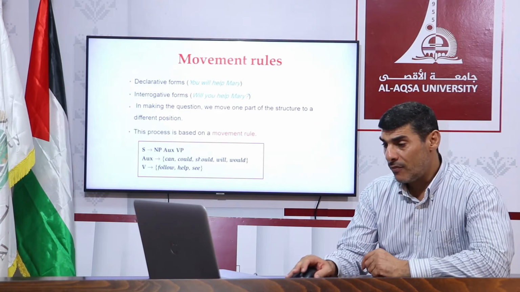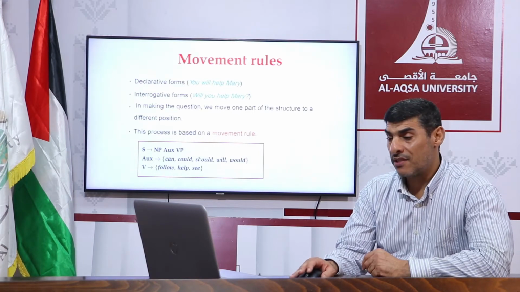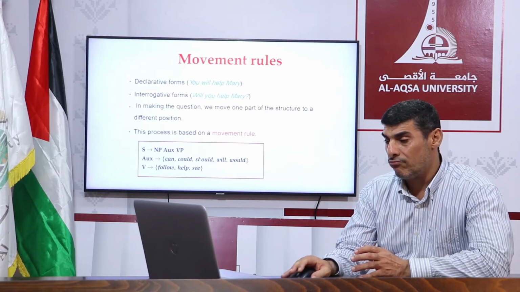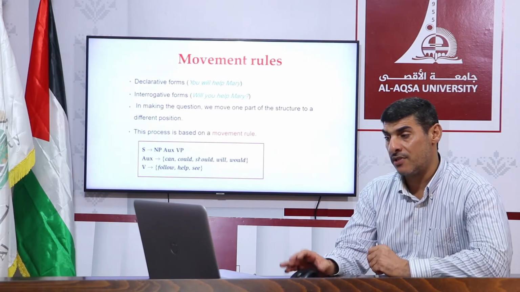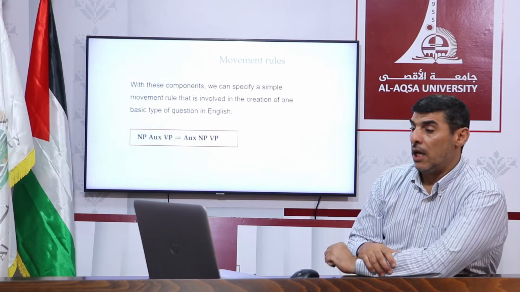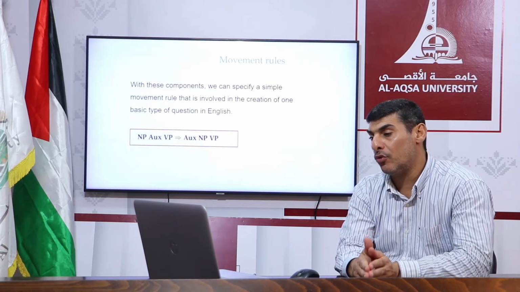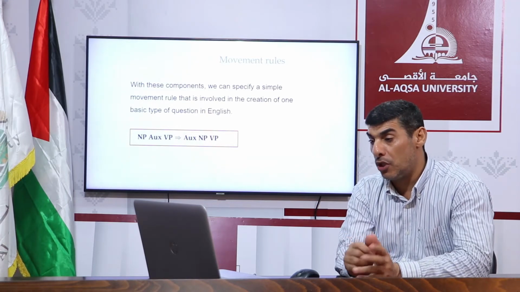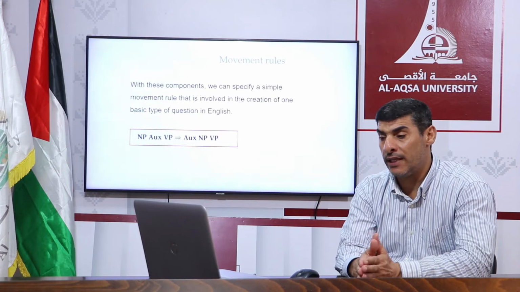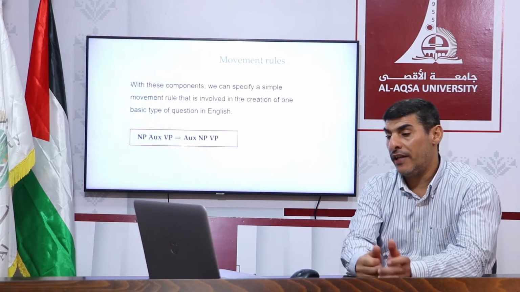As you see, we have the sentence: noun phrase, auxiliary verb. The auxiliary is can, could, should, and we call this a modal verb. Then the verb: follow, help, see, etc. This is very clear, and you studied this in primary school, by the way. With these components, we can specify a simple movement rule that is involved in the creation of one basic type of question in English. Noun phrase, auxiliary, verb phrase.